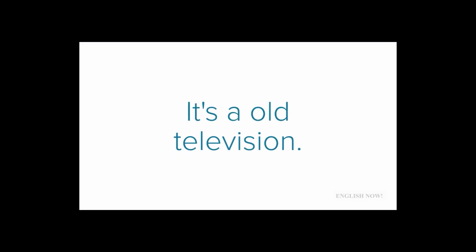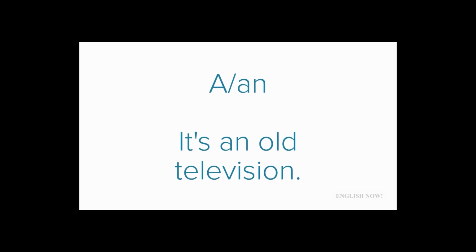It's an old television. What's the mistake here? And here's the correct sentence. It's an old television. The problem here is the confusion between a and an. So if the word coming after it starts with a vowel, A, E, I, O, U, then you have to use an, not a.